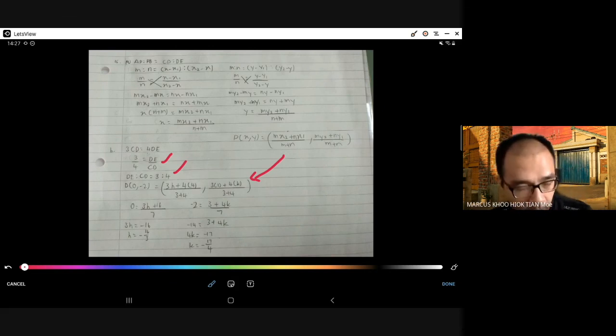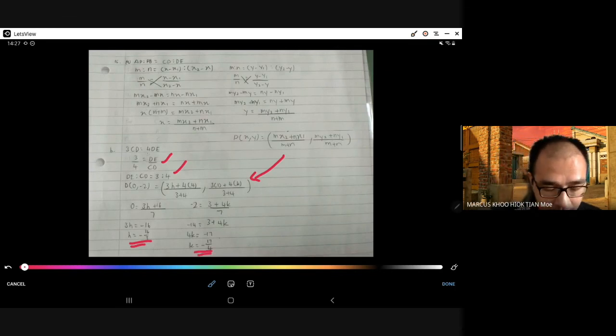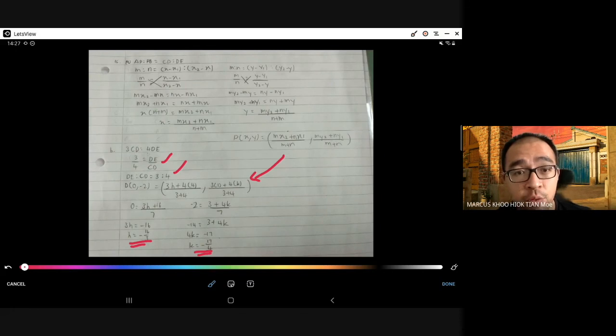I'm going to assume that all your calculation is correct. This is a little bit strange to me, because the answers for H and K, which are coordinates, are a little bit strange. Negative 16 over 3 and negative 70 over 4 are very, very weird coordinates.